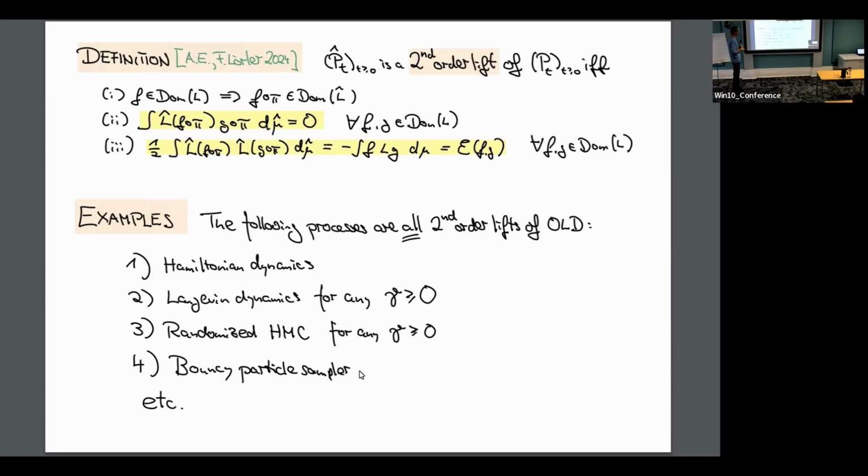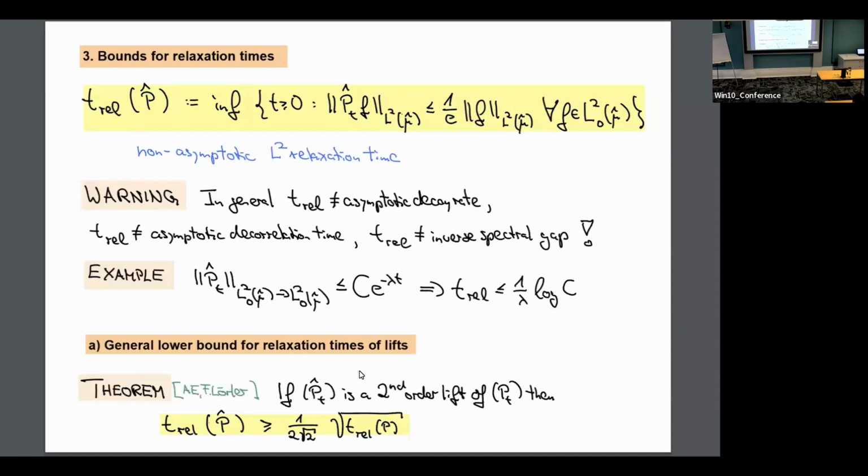Okay, so what is it good for? What can we do once we have realized that? Well, what we can do is we can now look at relaxation times. So what can we say about the relaxation times of lifts? However, before doing that, there's a problem now. Relaxation time is not so easy in the non-reversible case. If you ask somebody what is the relaxation time in the non-reversible case, every person will give you maybe a different answer, which is not the case in the reversible case, because there all answers are the same. Well, they are at least equivalent.